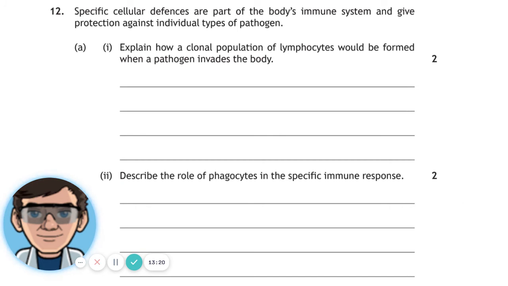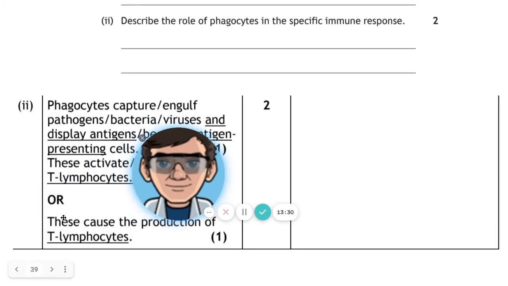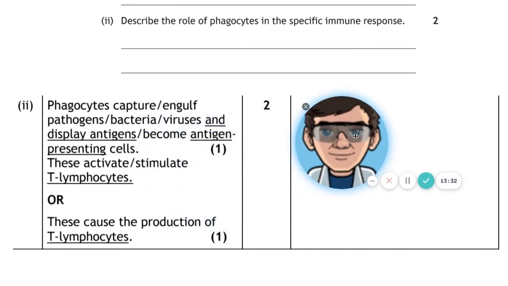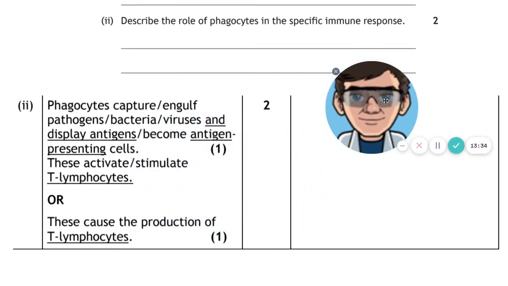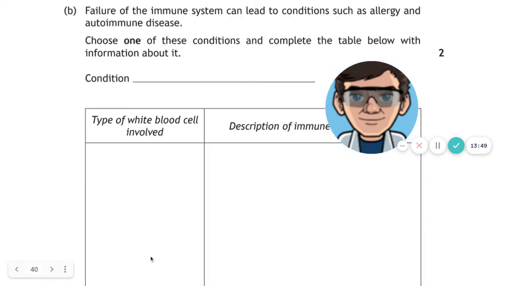Second question, describe the role of phagocytes in the specific immune response. So again, it's not talking about phagocytosis in general. You're going to have to link your answer to the specific immune response. Actually, let's cut this question out. This is old language. So ignore that marking scheme. Let me go back one and I'll tell you what you would get marks for.